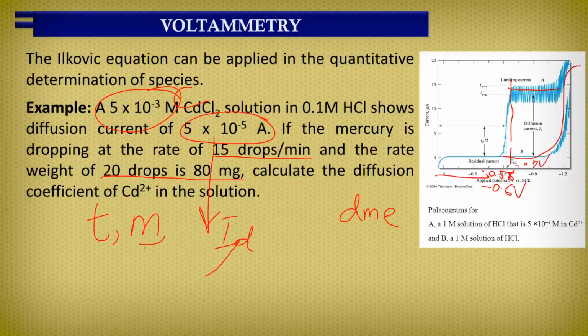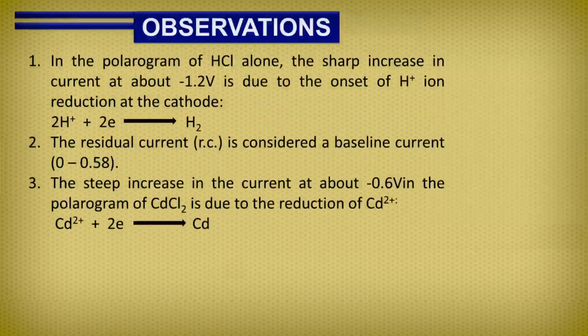Now, what I have shown you here is what we are going to see in the observations that have been listed for this experiment. Observation number 1, you see that in the polarogram I just showed you, there's a sharp increase in current at about minus 1.2 volts for HCl alone. But in the reduction of cadmium ion, you will notice that what I showed you was a steep rise. The residual current is considered as a baseline current which occurred at this region.